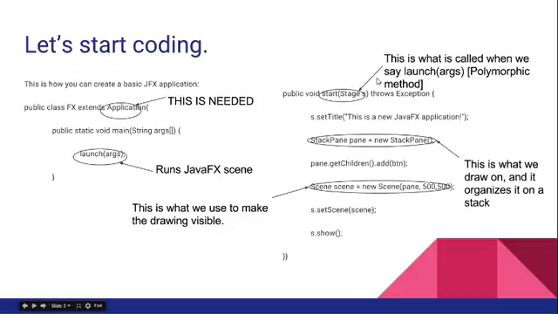This is what is called when we say launch(args). It's a polymorphic method, which means it inherits all of the attributes of this function in the Application class, plus we can add our own attributes, which is here. Okay, and then we add s.setTitle("This is a new JavaFX application"). That's just going to be the title of the window when we run it.